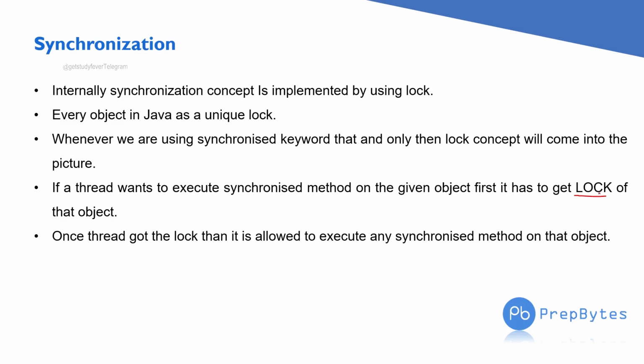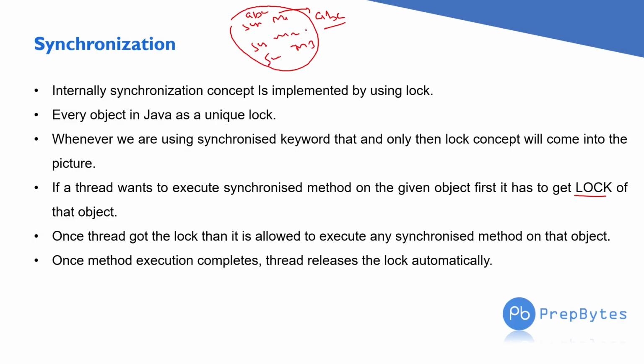Once a thread gets the lock, it is allowed to execute any synchronized method on that object. If I have synchronized M1, synchronized M2, and synchronized M3, all present in an object ABC, and I have the lock of ABC, then I can execute all three methods M1, M2, M3. Once the method execution completes, the thread releases the lock automatically, so the thread will release the lock of ABC.